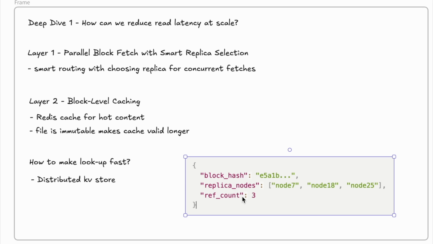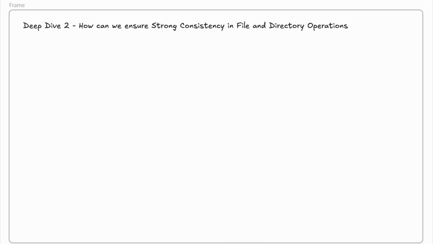So to wrap up, reducing read latency at scale is not about any one trick, it's about layered optimization. Parallel block fetches with intelligent replica selection, strategic multi-level caching, and lightning-fast block-to-node mapping. Together, these form a resilient, scalable, and high-performance read path that holds up even under extreme scale.